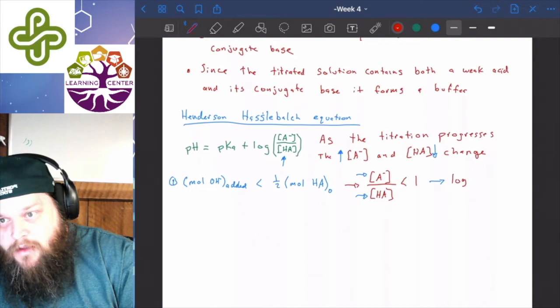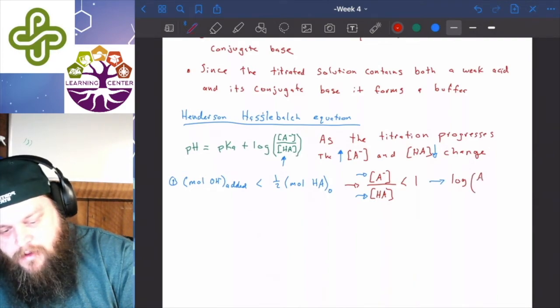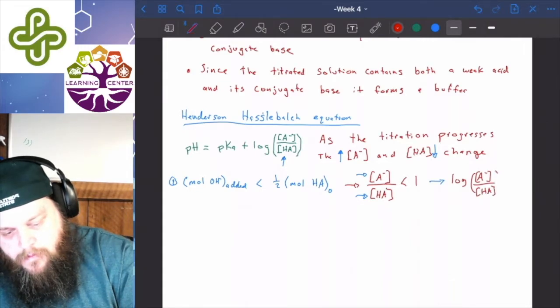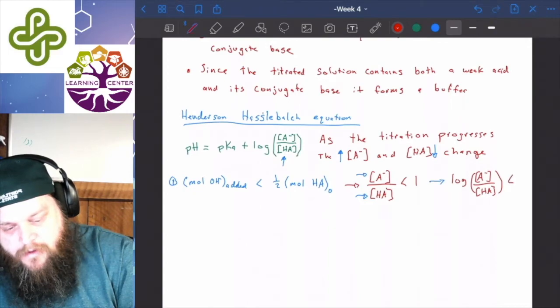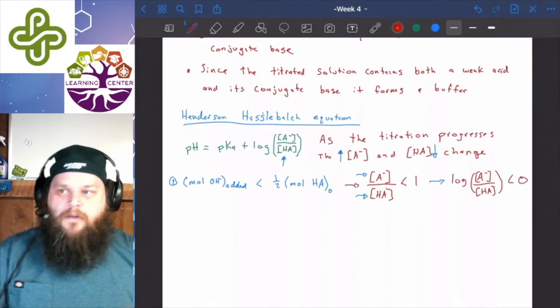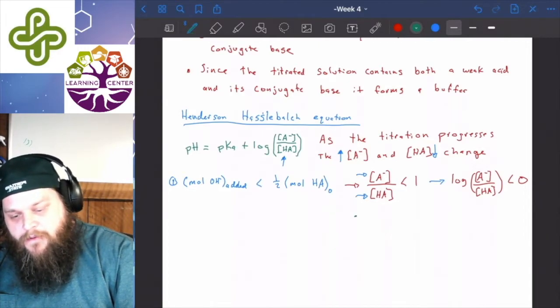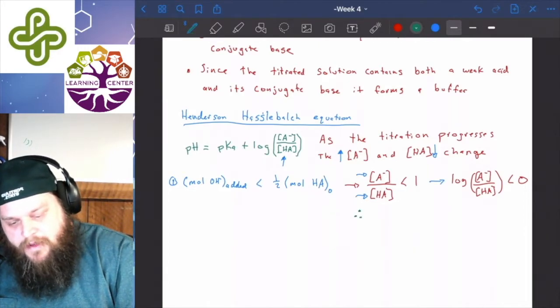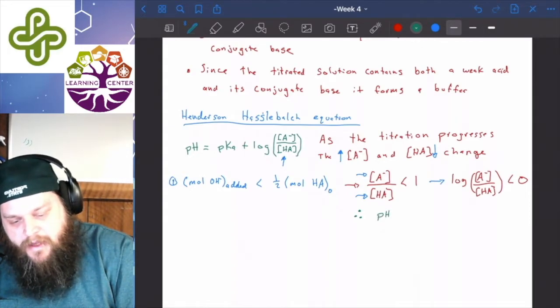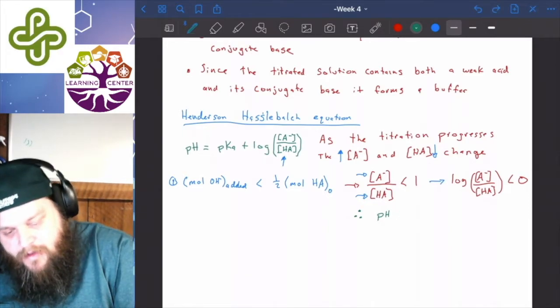And when we plug it into this Henderson-Hasselbalch equation up here, this log term, the log of that ratio, A minus over HA, is going to be less than 0. It's going to be negative. So then we can see, just plugging that value, if that log term is less than 0, the pH is going to be less. That's a bad less than sign. Less than the pKa.